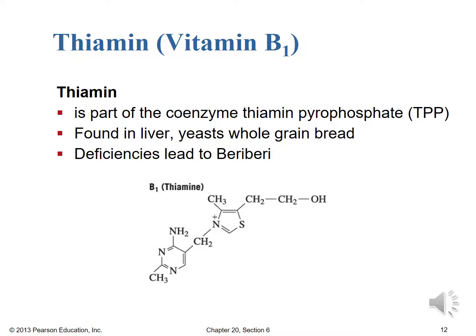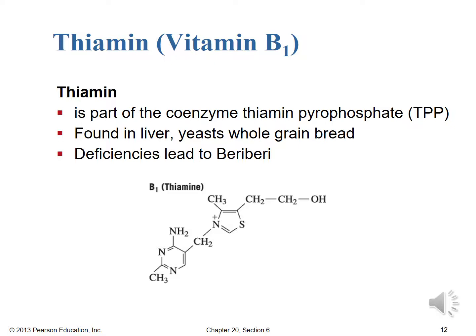Okay, taking some time to look at a few select vitamins in particular. We have thiamine, which is vitamin B1, and thiamine is part of the coenzyme thiamine pyrophosphate, TPP. It's found in the liver, yeast, whole grain bread. These are the sources, so if you eat animal livers, yeast, or whole grain bread, you're going to be able to take on sufficient thiamine for your own bodily needs. If you're not consuming enough in your diet or through supplements, deficiencies can lead to beriberi, and so there we see the structure of our vitamin B1 thiamine.